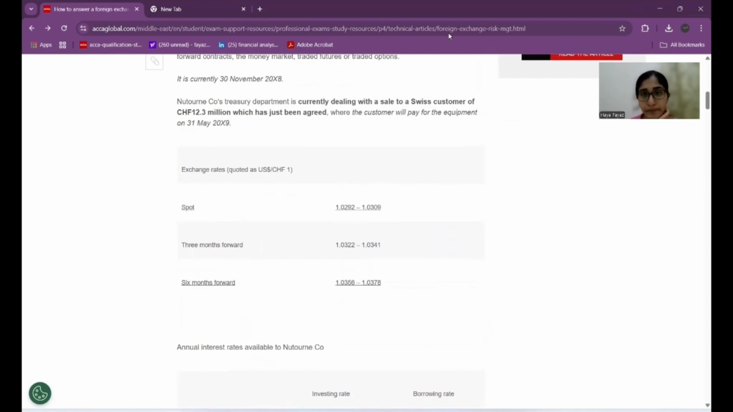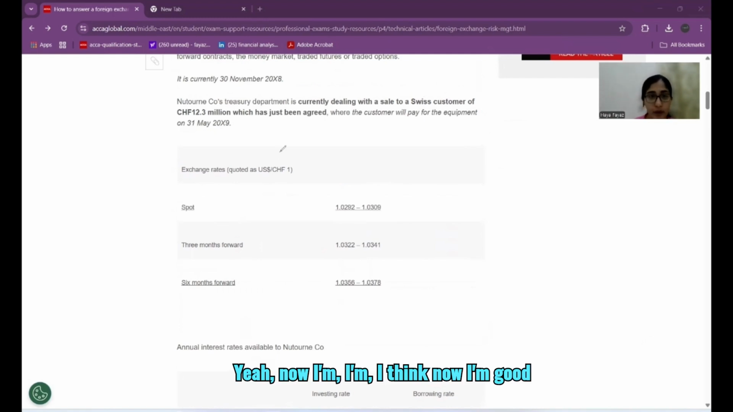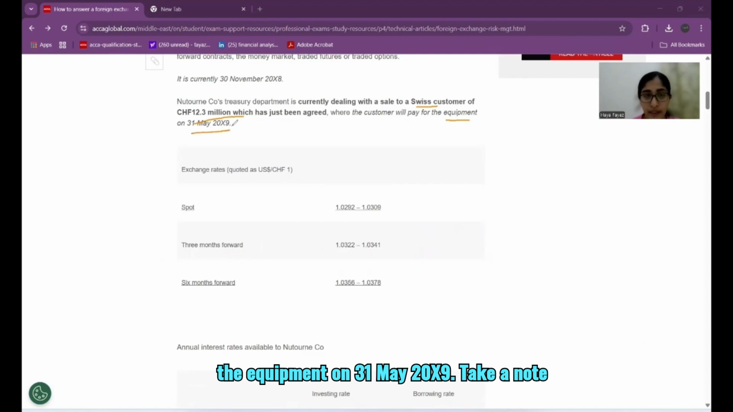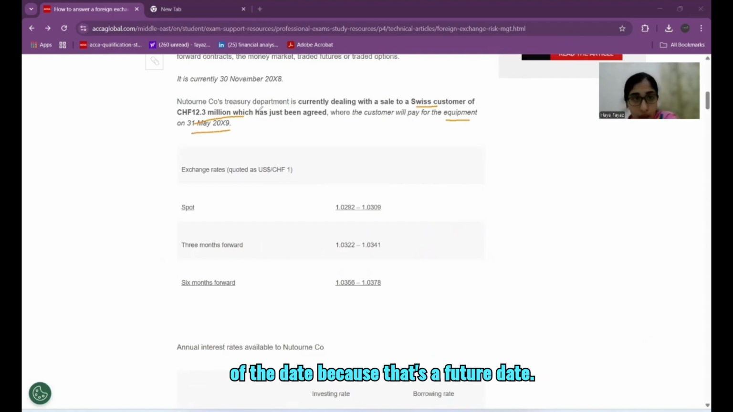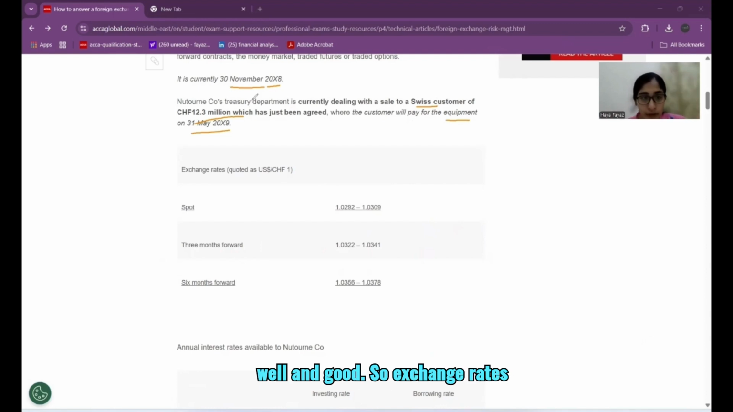Yeah, now I think I'm good to go, because otherwise it doesn't make sense for me. So 12.3 million is going to be received from a Swiss customer, and they usually hedge such transactions. They'll pay for the equipment on 31 May 20x9. Take a note of the date because that's a future date. Today's date is 30 November, so clearly it is 6 months: December, Jan, Feb, March, April, May. So 6 months, well and good.